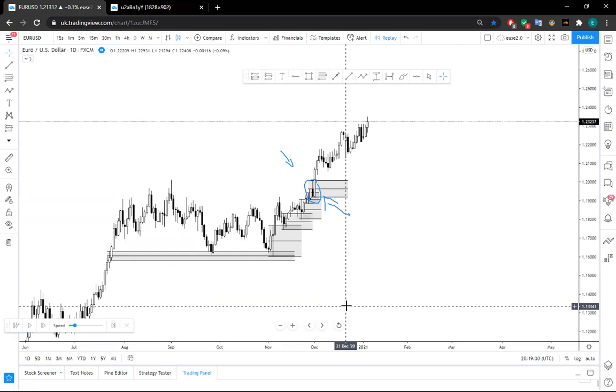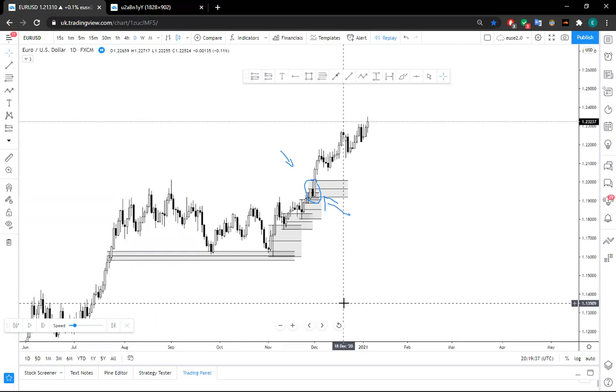Yeah. Nice, nice, nice. That's it. Just following the bullish money.